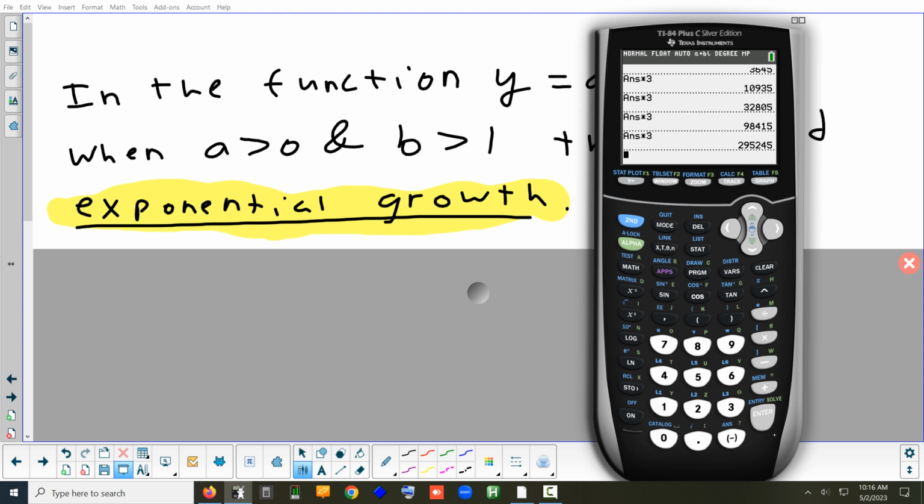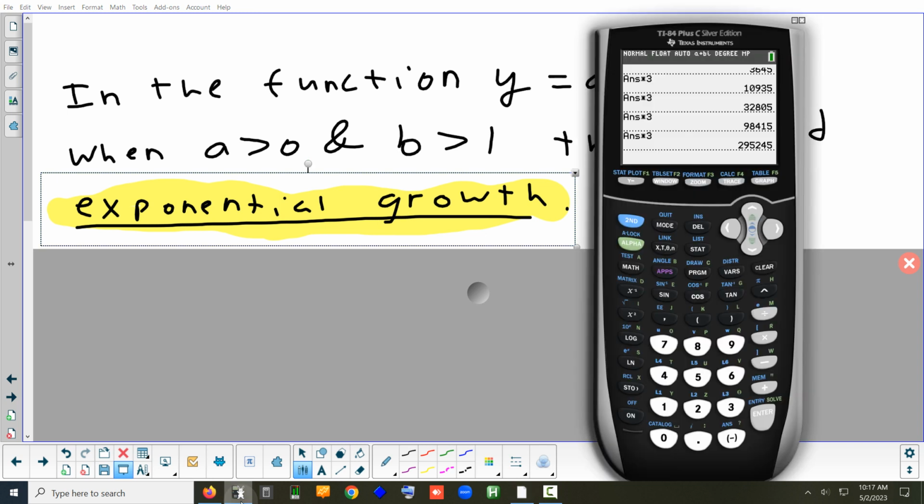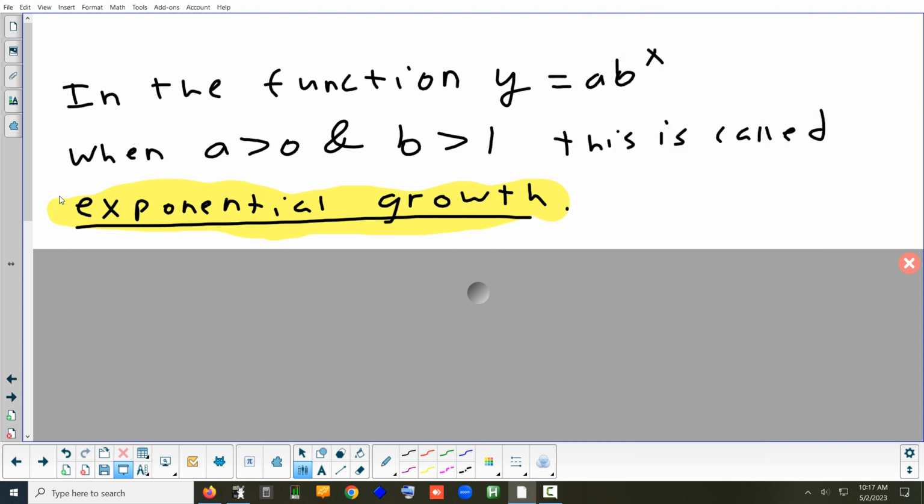So something that grows exponentially grows very, very quickly. Okay? And that can be a bad thing, like if you're talking about bacteria. Let's say you have bacteria that triples every hour. Well, if this was bacteria that tripled not every year, but every hour, you'd have over 300,000 bacteria just in 10 hours. And then after a full day, you'd have billions. So it goes up very, very quick.